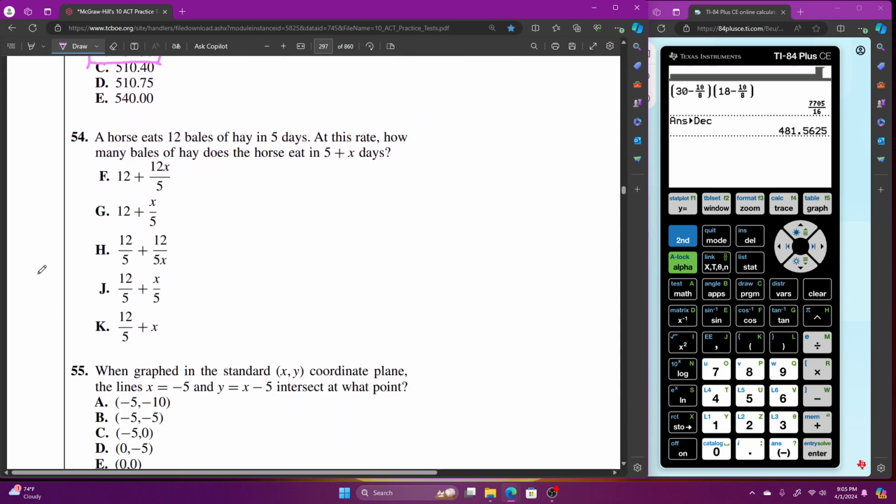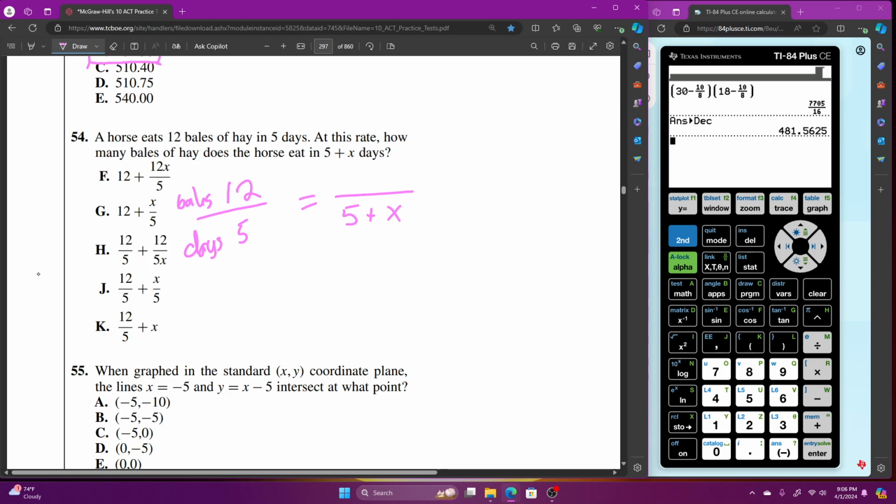Number 54. A horse eats 12 bales of hay in 5 days. At this rate, how many bales of hay does the horse eat in 5 plus x days? So if he eats 12 bales in 5 days, how many bales of hay does the horse eat in 5 plus x days?